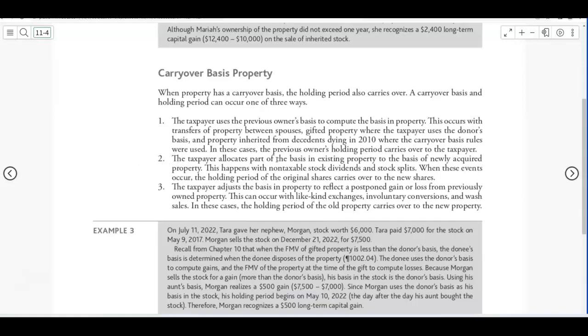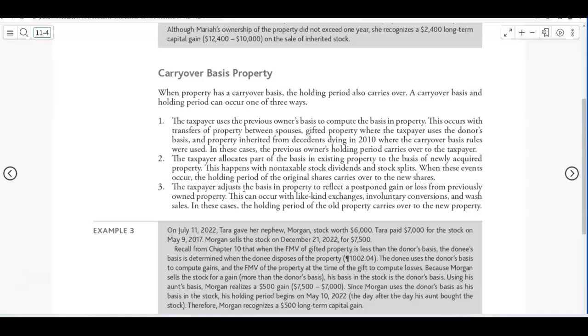Scenario 2, the taxpayer allocates part of the basis in existing property to the basis of newly acquired property. This happens with a non-taxable stock dividend and stock split. Remember, when a stock dividend and stock split happens, you all of a sudden have a lot of stock, right? Guess what? The holding period is carrying over from the old stock that you bought a while ago. So don't think, oh, because you got brand new stock, its holding period is short.